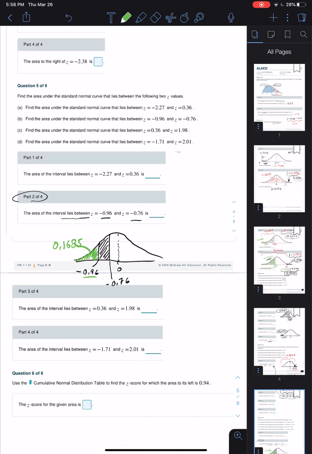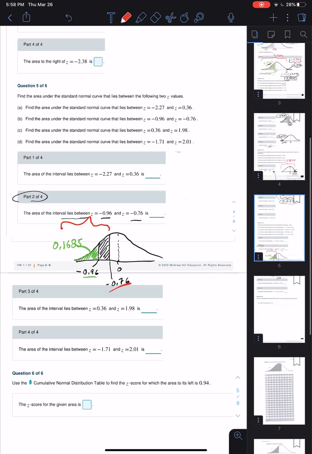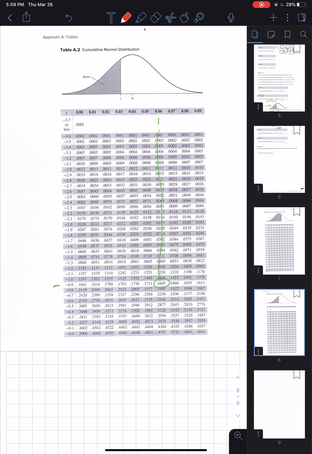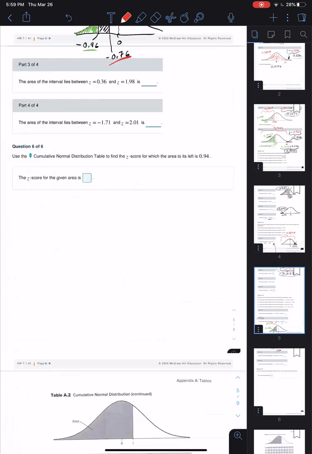Okay, so 0.1685, and then what we need is to now figure out the area that's given from this z-score of negative 0.76. Of course, that is going to get us from that point all the way down too far, past the shaded region. So we're going to have to do some subtraction. But I need to look up a negative 0.76. Let me look that up. Negative 0.76. That's 0.2236.